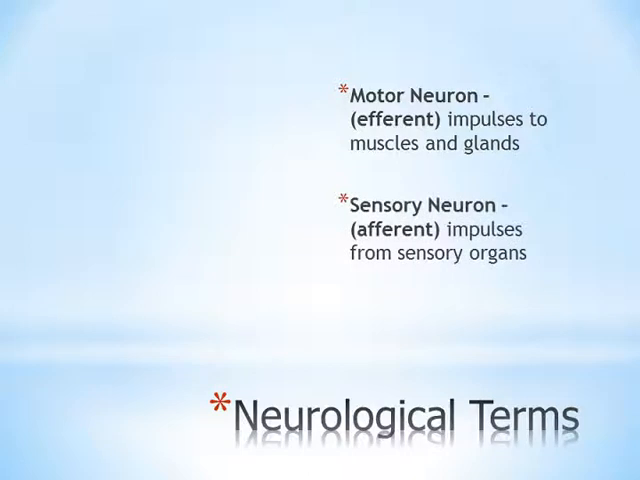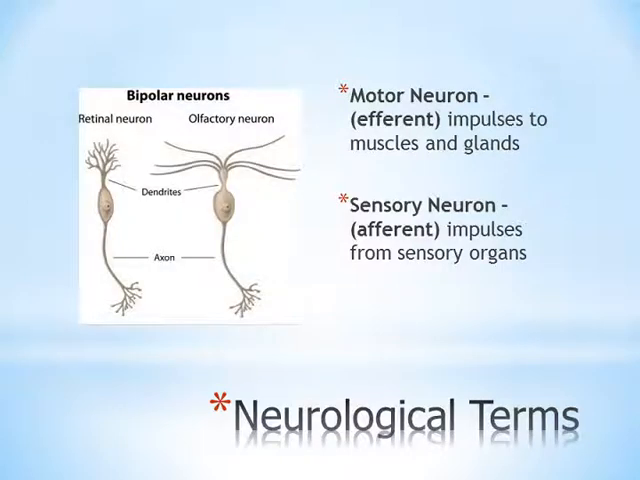Sensory neurons, or afferent neurons, transmit information from sensory organs, muscles, and inner organs to the spinal cord and brain. As you can see here, there is a retinal neuron on the left and an olfactory neuron on the right. These two are sensory or afferent neurons. It is the opposite of an efferent vessel, which carries substances away from these central locations.